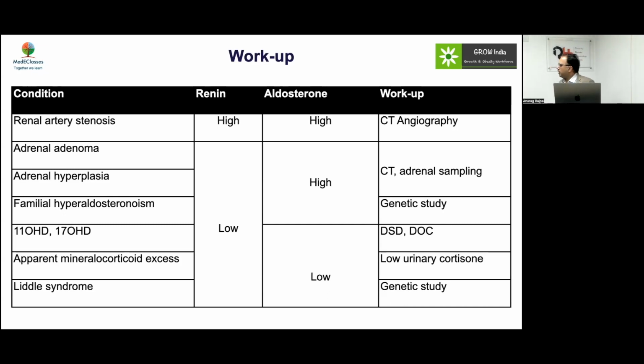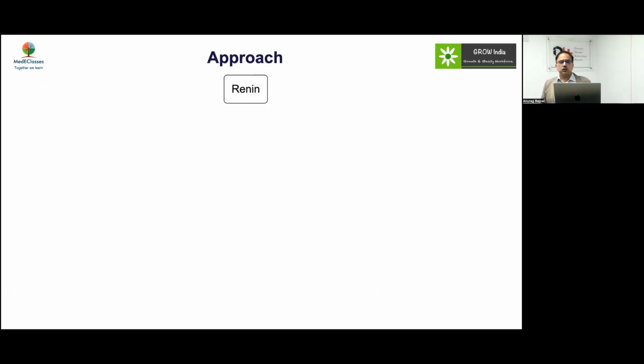For adrenal adenoma hyperplasia, CT becomes important. For CAH variants, as we'll discuss, there would be the option of doing the specific metabolites. For AME and Liddle, you can use the impact of spironolactone. Now, if somebody is responding to spironolactone, it suggests an apparent mineralocorticoid excess. If they are not responding, this suggests a Liddle syndrome. And of course, genetic diagnosis can also give you the precise diagnosis in the form of a clinical exome sequencing, which you can do.